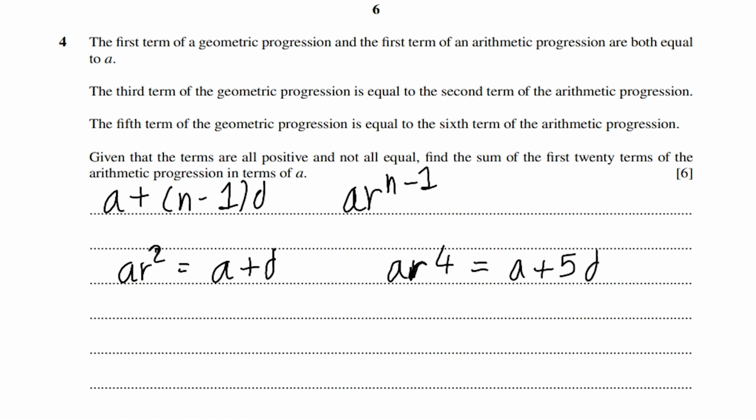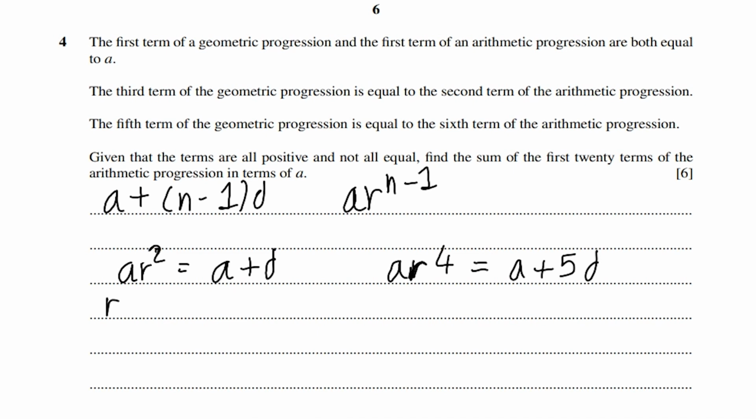Now we have to eliminate r. When we eliminate r, we will get the answer for d. We will know what d is. We will find out the value of d in terms of a. After finding out the value of d, which is the common difference, we can easily find the sum of the first 20 terms of the arithmetic progression in terms of a.